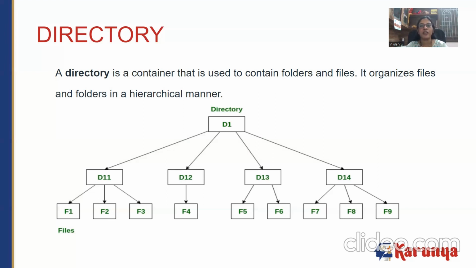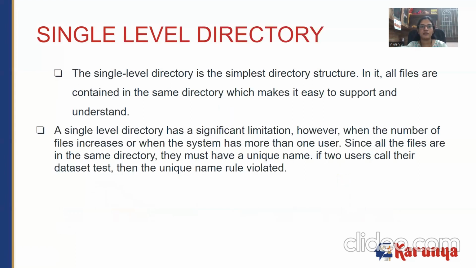Now we'll move on to the levels of directory. Here we have a single level directory, a two level directory, and a hierarchical order. We look into each level. The first one is the single level directory, which has the simplest directory structure. All the files are contained in the same directory. For example, D1 would have all the files: file 1 to 6 would be put into the D1 directory.